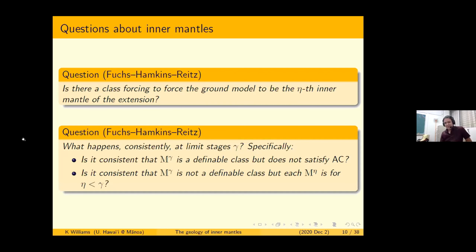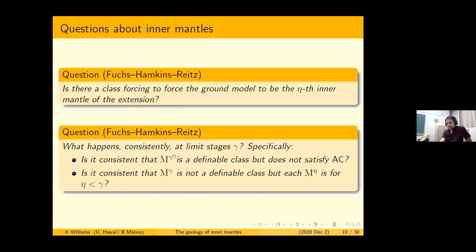Okay. So Joel anticipated the next question, which is also from his paper with Gunther and Jonas, which is, what happens at limit stages? The mantle is definable. And so that means the second inner mantle, the third inner mantle, and so on for all standard n is going to be definable. But why should the limit stage be definable? Maybe these definitions are getting increasingly complex because you're relativizing this thing and you're relativizing relative to that. So why can we find a uniform way to express them? So is it consistent that, say, M omega is not a definable class.